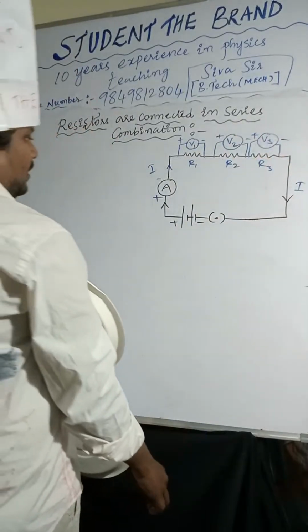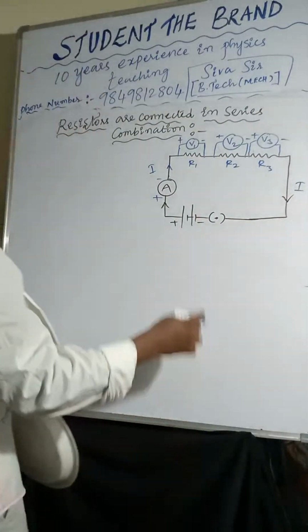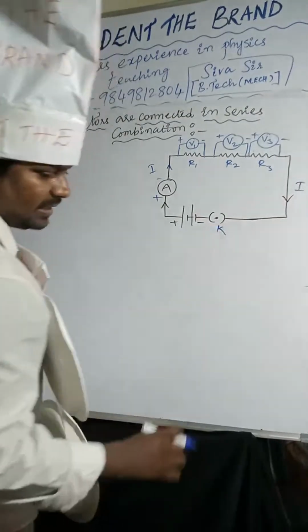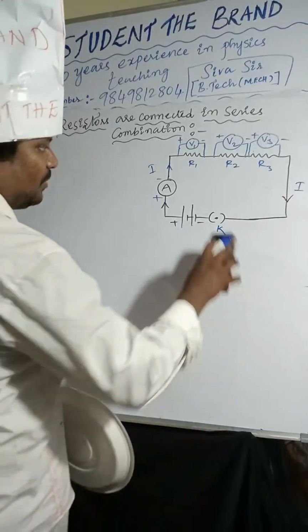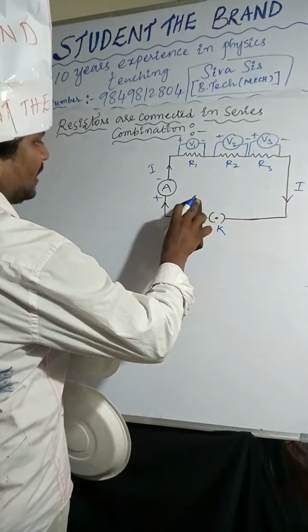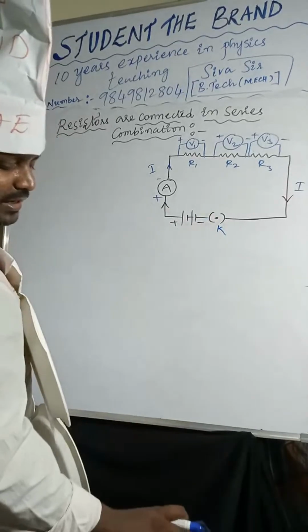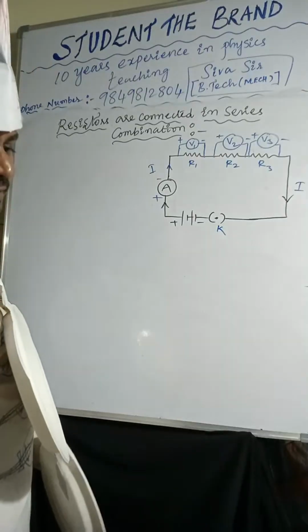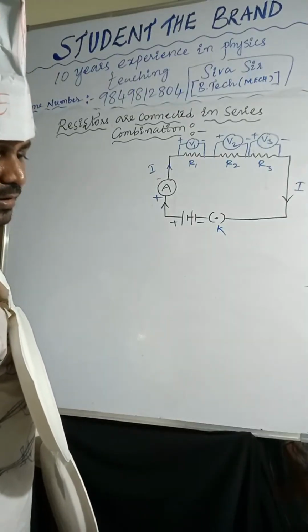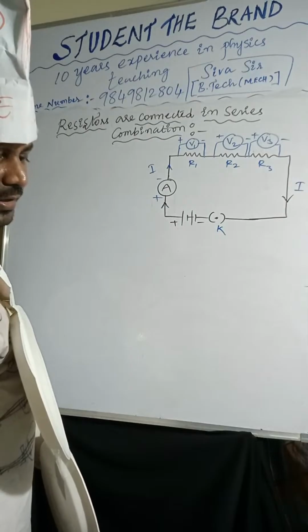Now, since the current is flowing, this is the key. From Ohm's law we can take V equal to IR. Yes or no? From Ohm's law, V equal to IR.